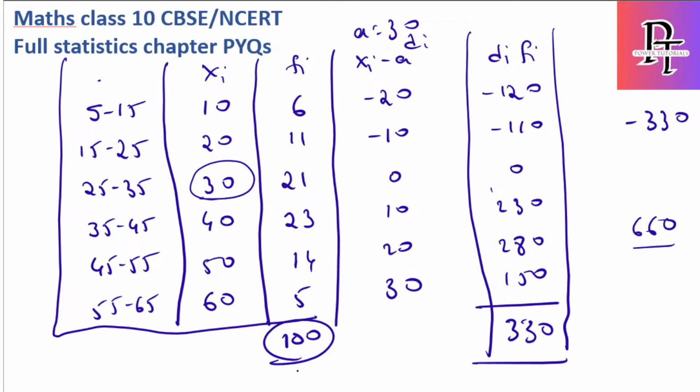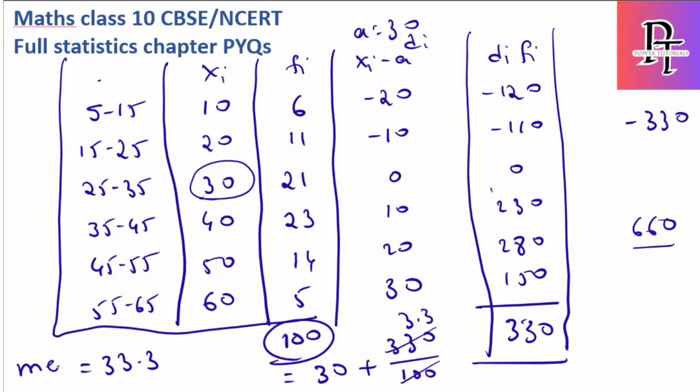So just use the assignment method. What is the formula? A plus, a is 30 here, 30 plus sigma fi di, which is 330, by sigma fi, which is 100. So simplify here, I will get 3.3. So the final mean value is 33.3. So you have to solve both the values, then we'll get the full marks, which is 5 marks. Okay, so 5 marks questions are also done.